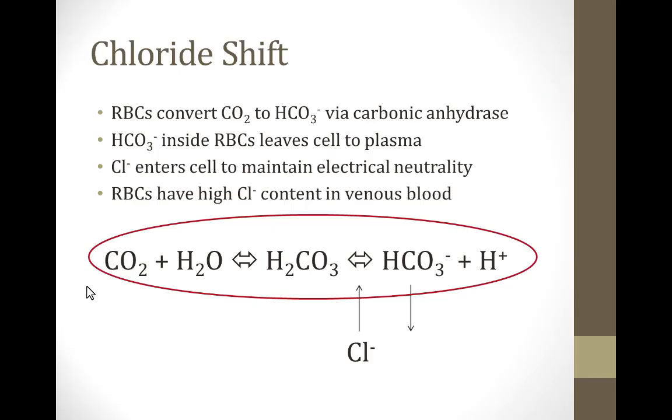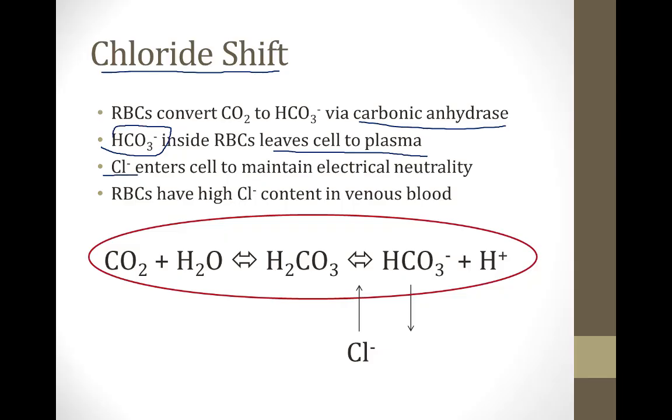Another consequence of carrying carbon dioxide in the blood in the form of bicarbonate is something called the chloride shift. So the red blood cells convert the carbon dioxide to bicarbonate, as I said before, via carbonic anhydrase. This is going to raise the level of bicarbonate inside the red blood cells, and remember that bicarbonate is negatively charged. So when the level of bicarbonate inside the cell gets high, it will diffuse out into the plasma. However, because the red cell is losing a negatively charged ion, it needs to gain some other negatively charged ion in order to maintain electrical neutrality, and the ion that it's going to gain is chloride.